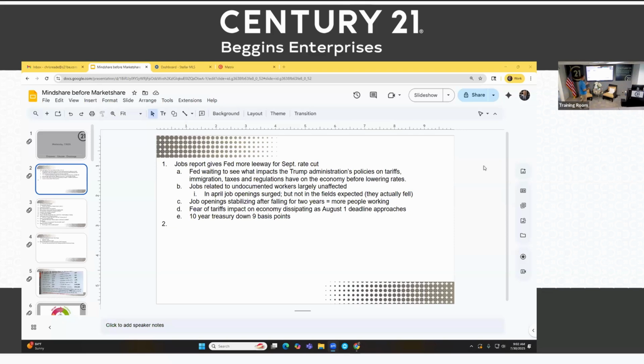So what's happening with some of the information that's out there? So there's some job reports that came out. The Fed analyzes every bit of the economy. They analyze job reports. They analyze consumer confidence. They analyze income. They analyze all this data to determine inflation, to determine if we are going to increase or decrease or leave the rate the same. So here's some data that came out that is pointing towards a potential and possible Fed rate cut in September, and here's why. So the Fed's waiting to see the impacts of the Trump administration's policies on tariffs.